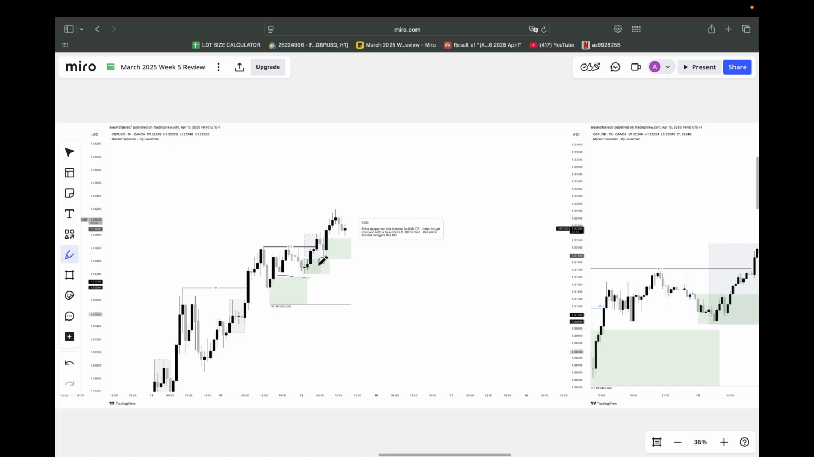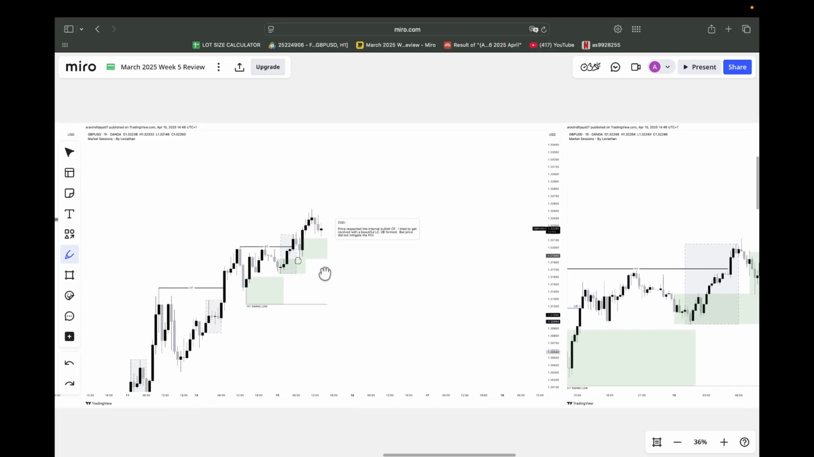But on this occasion, price respected this POI and pushed further up. Most of the time it does not respect these kinds of POIs, but this time it happened. It does not mean I need to include this in my game plan. It's just once in a while.